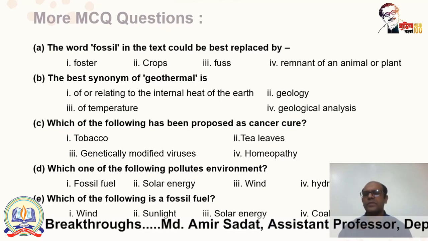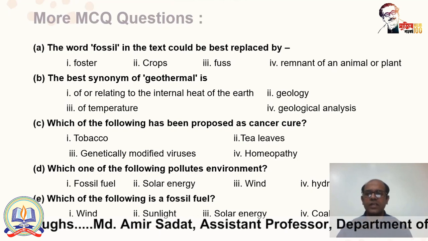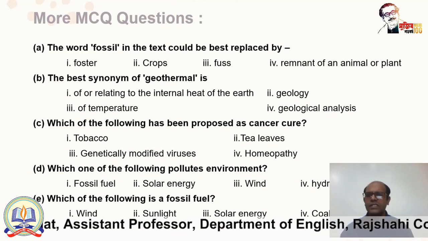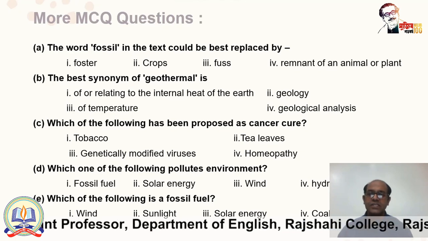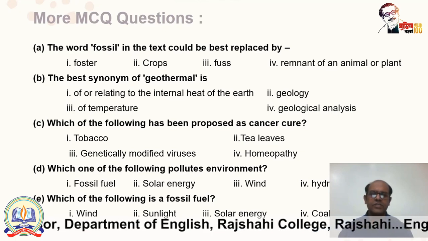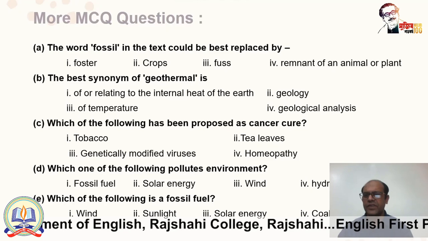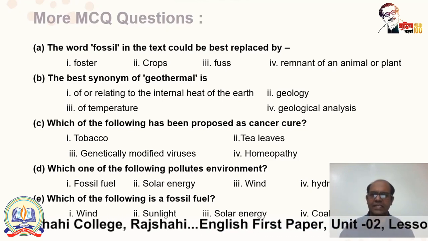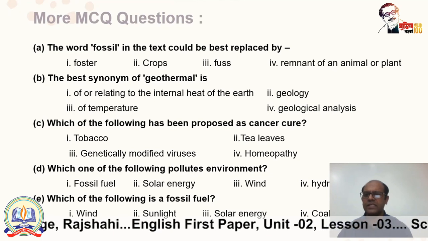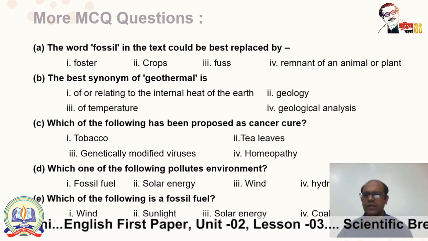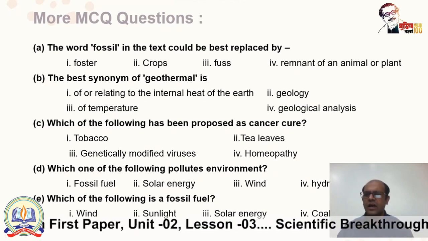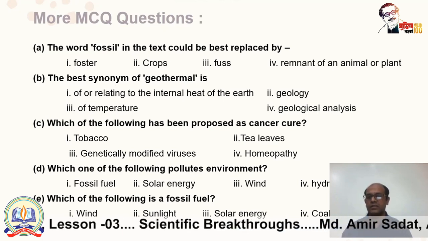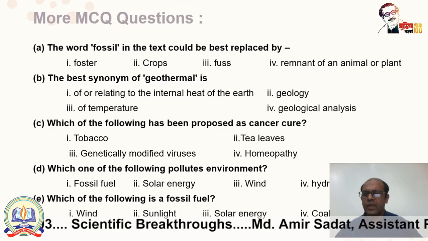Question B, the best synonym of geothermal is option 1, of or relating to the internal heat of the earth, option 2, geology, option 3, of temperature, and option 4 is geological analysis. Here the best answer is option 1. So geothermal is of or relating to the internal heat of the earth. Internal heat of the earth.